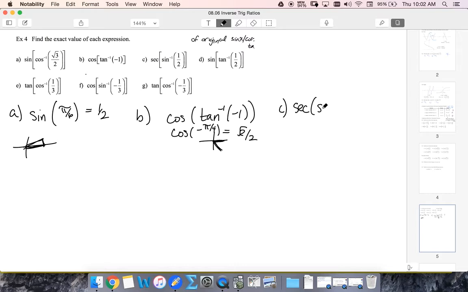Secant of sine inverse of 1/2. All right, sine being positive 1/2, that's again short angle. So that's going to give me pi over 6. Secant is 1 over cosine. Cosine of pi over 6 is root 3 over 2. So when I do the reciprocal of that, I get 2 over root 3.